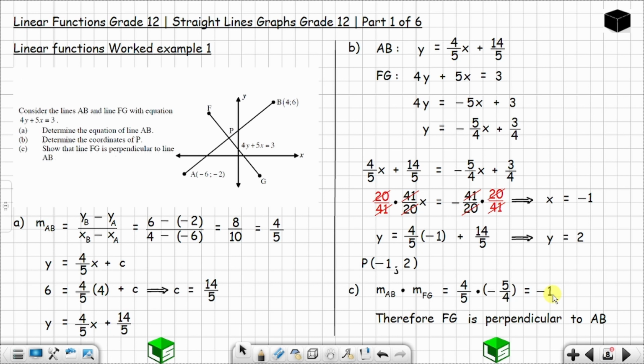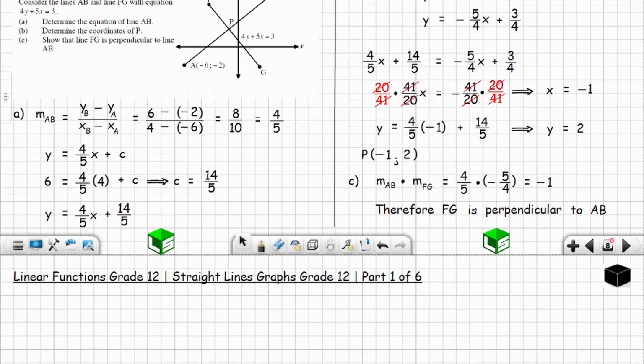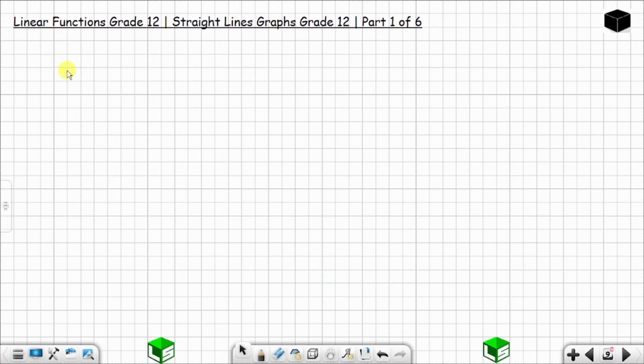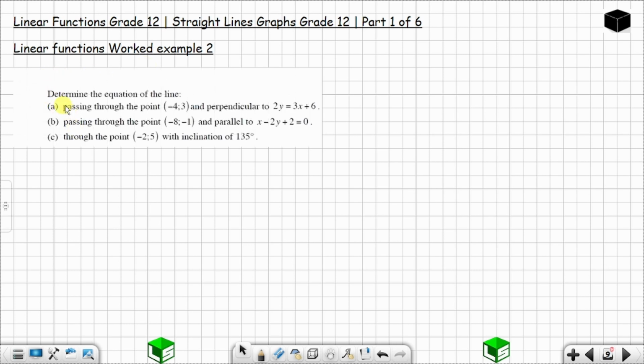Okay, we are done with example number 1. Now let's look at example number 2, the last one. Okay, now example number 2. Okay, this is the question. Determine the equation of the line, okay, A, passing through the point -4, 3, and perpendicular to 2y is equal to 3x plus 6. Okay, let's start with A, right?